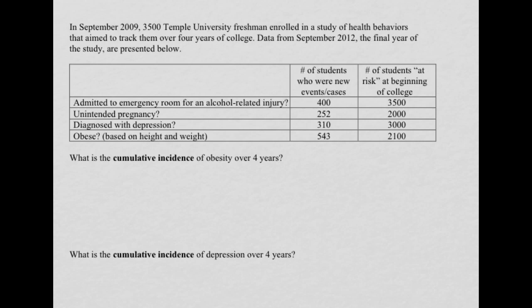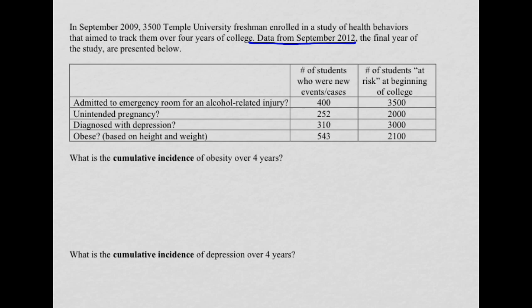In the prevalence video, we were able to use the information collected at the first data collection point, that one point in time, sometimes known as baseline, that one survey in September 2009. But now we're saying that we're tracking those 3,500 students over their 4 years of college and continue to collect data on them. And in this example, data from September 2012, the final year of the study, are going to be used.